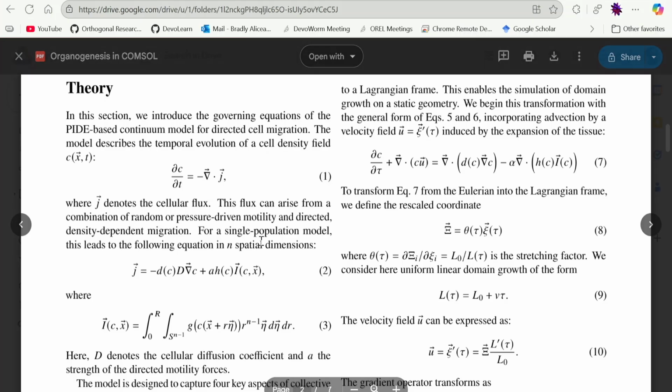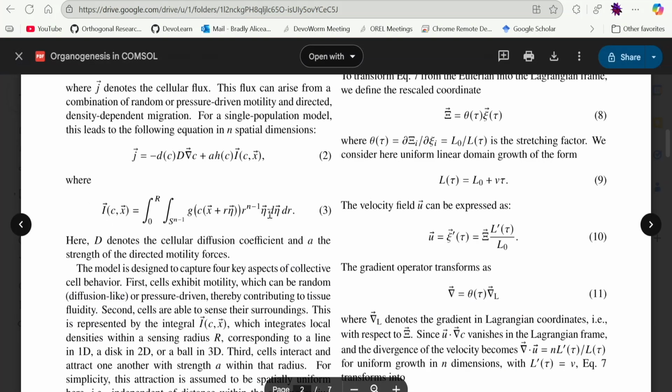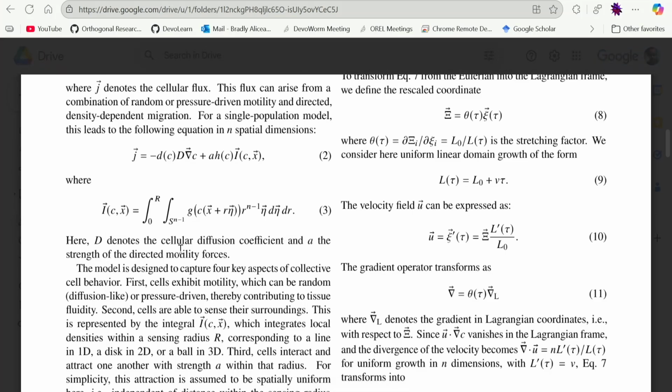For a single population model, this leads to the following equation in n spatial dimensions. And so this is our J term here, J vector, and this is our term here, and this is where this is true. So here, capital D denotes the cellular diffusion coefficient, and small a represents the strength of the directed motility forces. So you have this diffusion coefficient just describing the cellular diffusion, and then you have the strength of directed motility forces. How strong is that force?